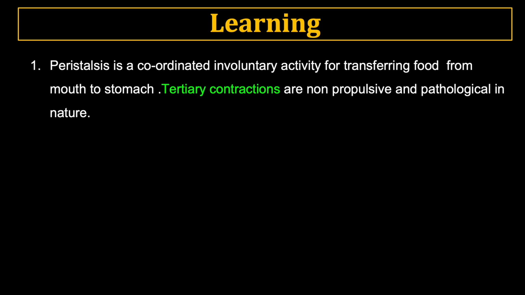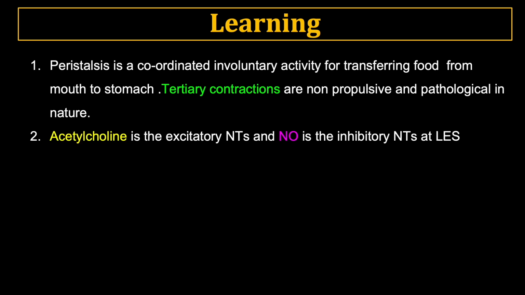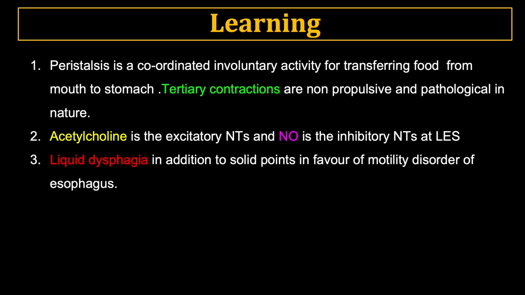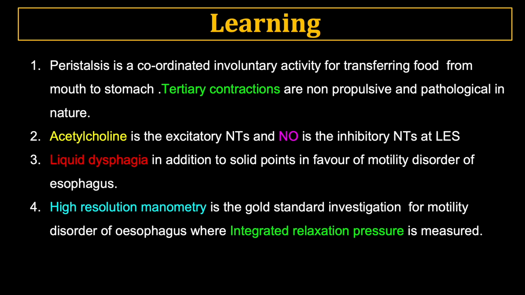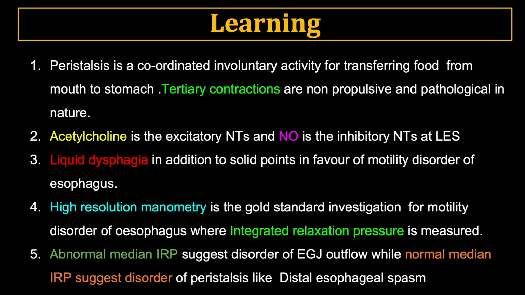Now the learning points. Peristalsis is a coordinated involuntary activity which helps in transferring food from mouth to stomach. Tertiary contractions are mainly non-propulsive in nature and they are predominantly pathological. Acetylcholine is the excitatory neurotransmitter and nitric oxide is the inhibitory neurotransmitter at the lower esophageal sphincter. Liquid dysphagia, in addition to solid, points in favor of a motility disorder of the esophagus. High resolution manometry is the gold standard investigation for motility disorders of the esophagus, where integrated relaxation pressure is measured. Abnormal median integrated relaxation pressure suggests disorder of esophagogastric junction outflow, while normal median integrated relaxation pressure suggests disorder of peristalsis like distal esophageal spasm.